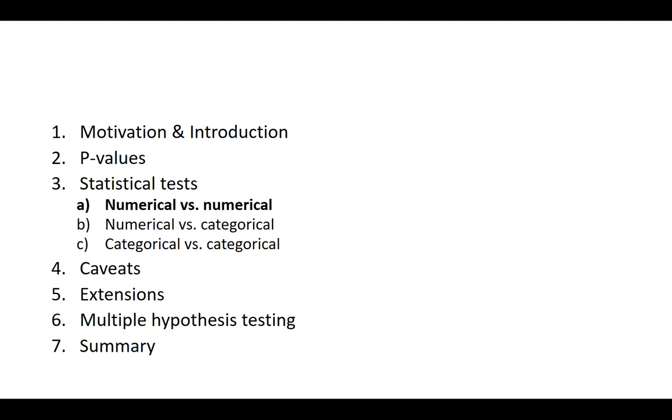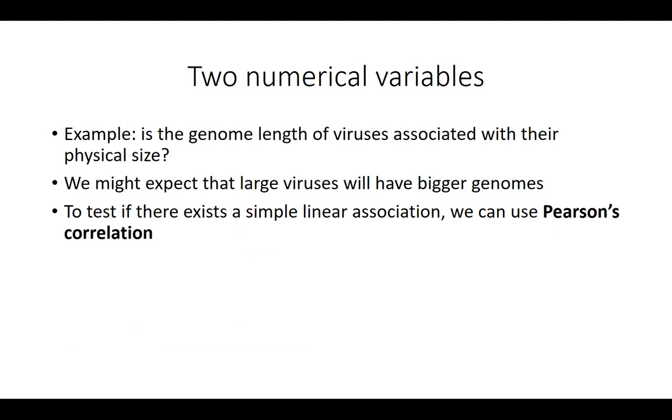OK, so according to the type of variables, we break it into three main types of statistical tests. We're going to speak about numeric versus numeric variables, numeric versus categorical, and then categorical versus categorical. OK, so let's begin with the case of two numeric variables. For example, let's say we want to see whether the genome length of viruses is associated with their physical size. So we have viruses, which are the samples that we have, and then we have two variables, which are the genome length and physical size. You can see that both of these variables are numeric. And we might, for example, expect that larger viruses will have bigger genomes. It makes sense.